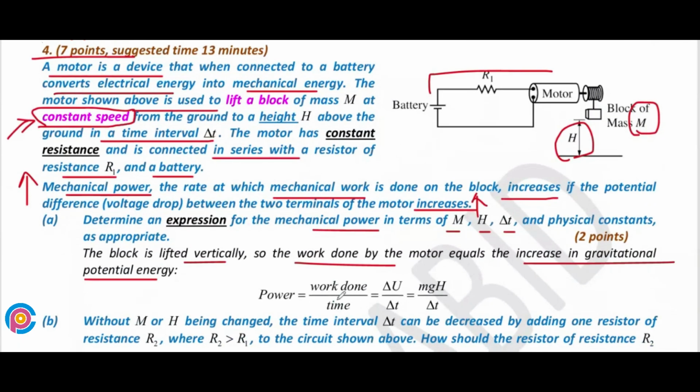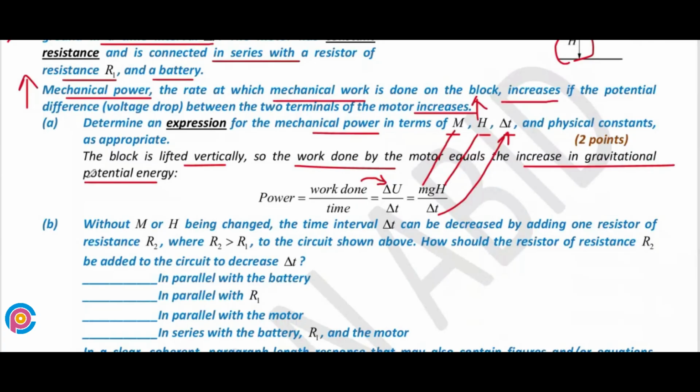So power is the work done divided by time. Work done can be represented by delta U, over time delta t. Delta U, the change in gravitational potential energy, can be written as mgh, over delta t. So here there should be a capital M for the mass of the block, h for the height of the block, and delta t is the time interval. Okay, that's the answer.